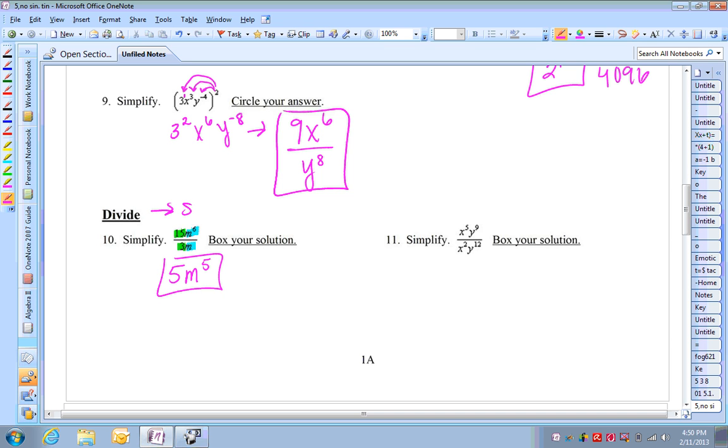So, when dividing, if you're dividing by the same base, you subtract the exponents.